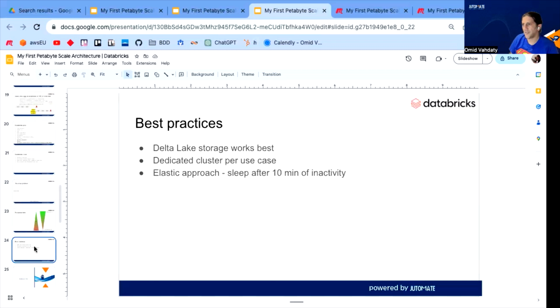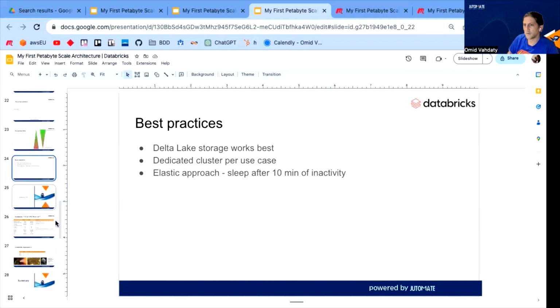In terms of best practices, Delta Lake, there's no reason not to use it. And you can use dedicated cluster per use case. It's okay to have 10 clusters per specific workloads. And use elastic approach, let it sleep after 10 minutes of inactivity. Questions before we go to TCO analysis?